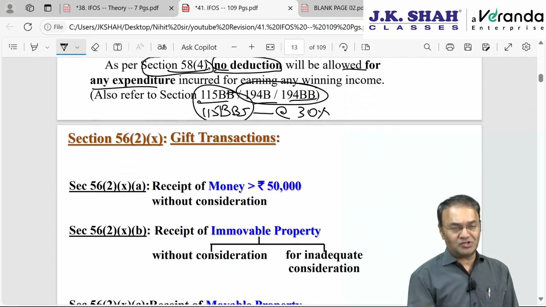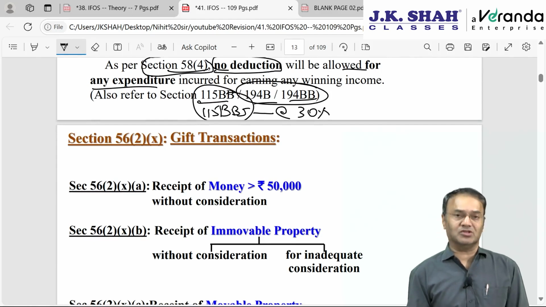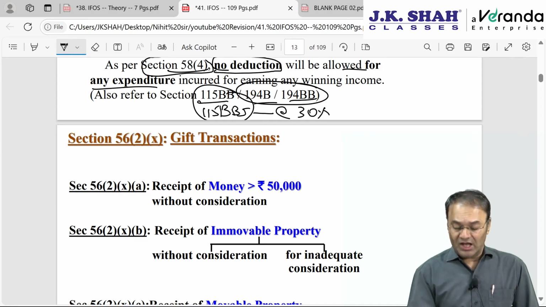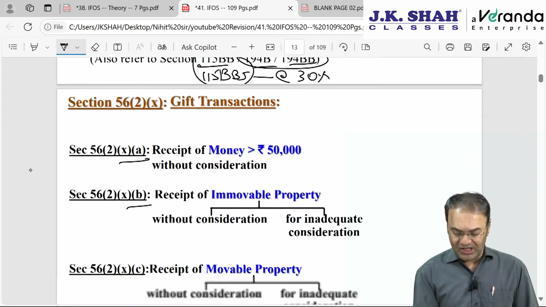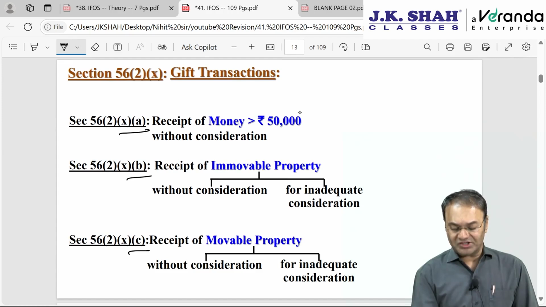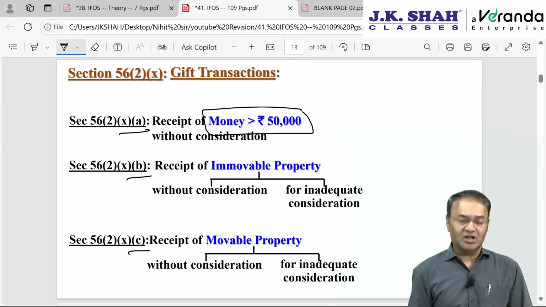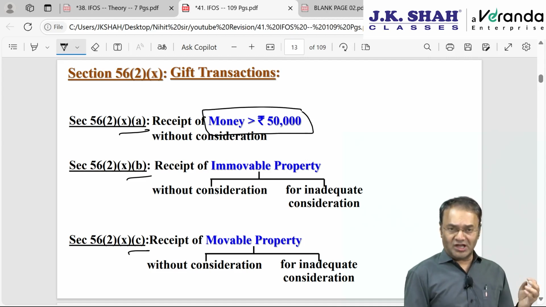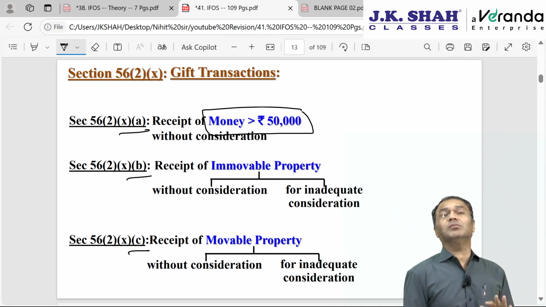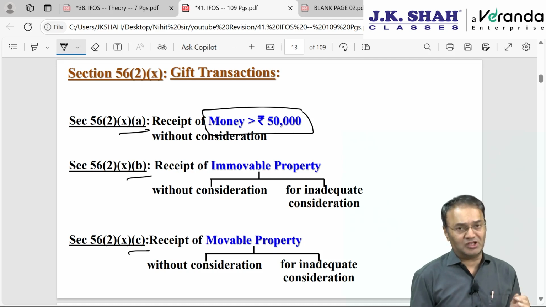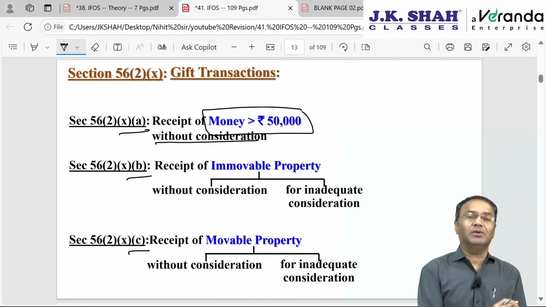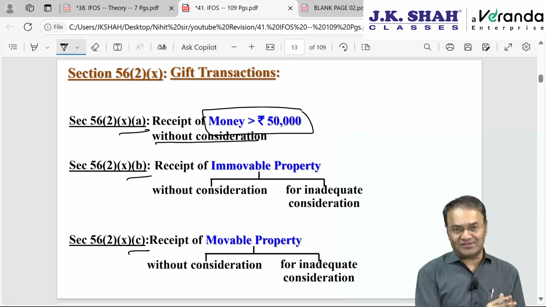Section 56(2)(x), the most important part of the chapter, gift transactions. Here 56(2)(x) has 3 subclauses, subclause A, subclause B and subclause C. Subclause A talks about receipt of money exceeding 50,000. Whether it is received by cash, account payee cheque, account payee draft or normal cheque, regular cheque, whatever may be the mode of receipt, if it is money exceeding 50,000 received without consideration, without anything in return, then that will be taxable, subject to 22 exceptions. In 22 exceptional cases, gift is not taxable.